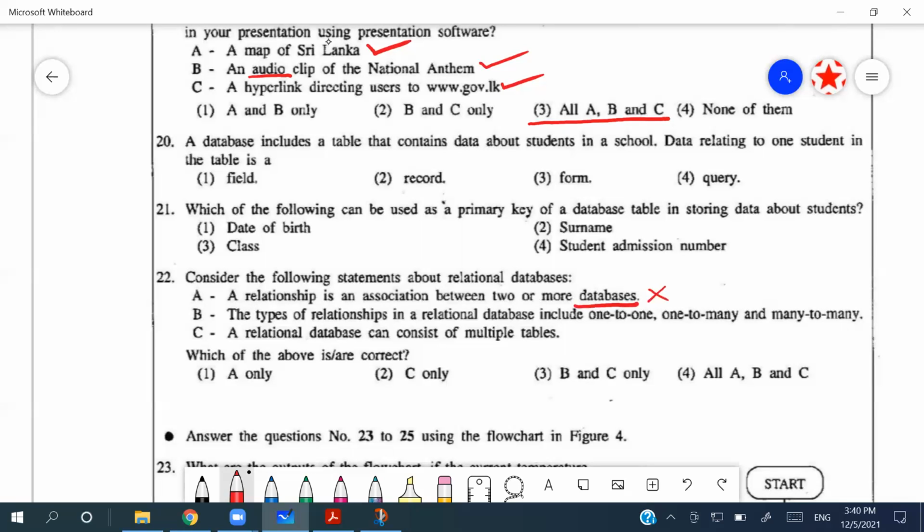The types of relationship in a relational database include one-to-one, one-to-many, and many-to-many. Yes, we have those three types. So we can take that as a correct one. So the C part, it says a relational database can consist of multiple tables. A relational database can consist of multiple tables.